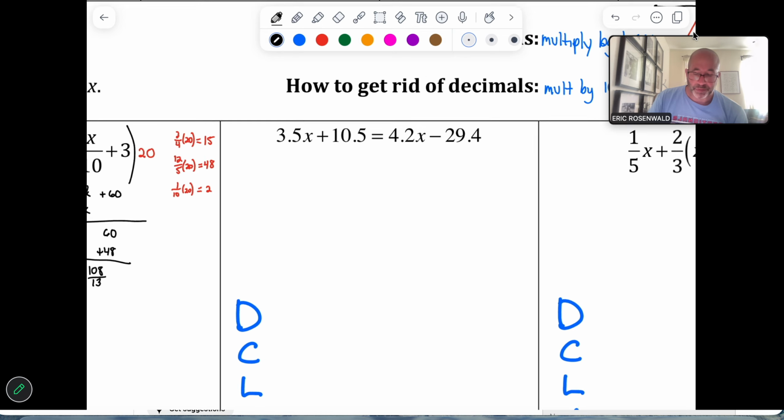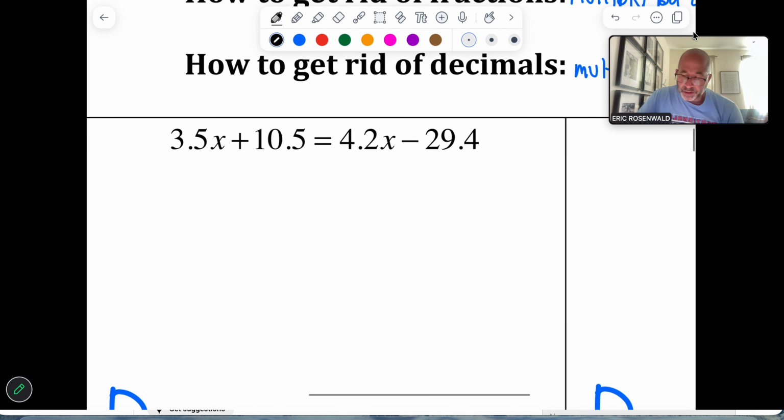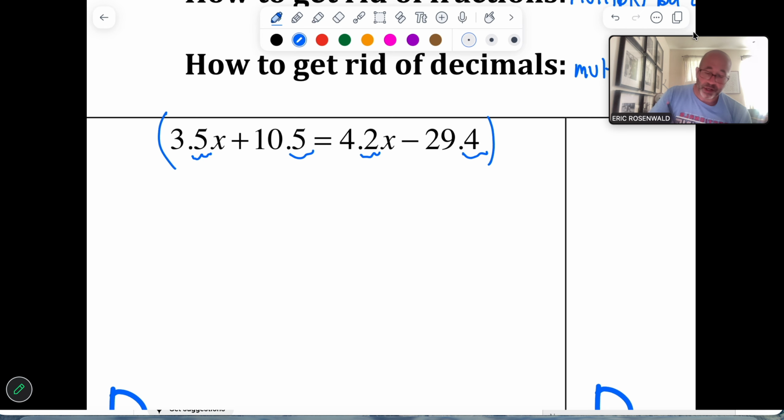All right, let's look at the next one. So when we look at this, you can see that there's one decimal place here, there's one here, there's one here, and there's one here. So if we want to get rid of all of these decimals, we can just multiply everything by just one decimal place mover, which is by a 10. And that's going to take all of my decimals and just shift them over to the right by 1.